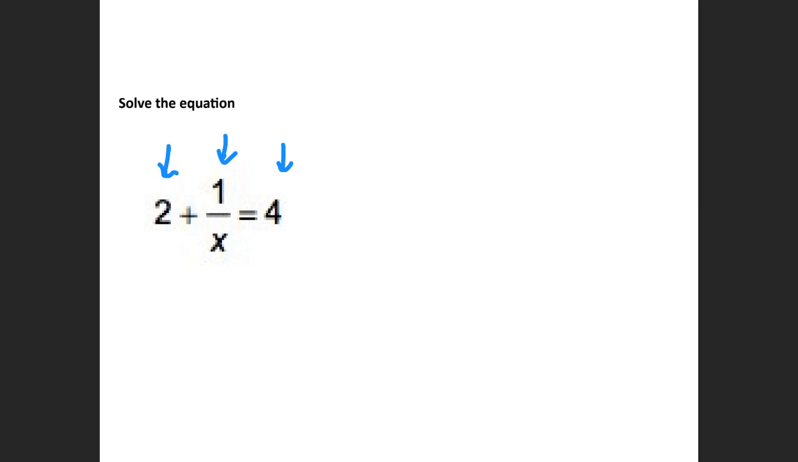I'm going to multiply the 2 by x, and the 1 over x, I'm going to multiply by x, and the 4, I'm going to multiply by x. You have to multiply every term by x. So here I'm left with 2x plus, well, 1 over x times x, those x's are going to cross out, so I'm just left with a 1, is equal to 4x. So step number 1, I multiplied everything by the lowest common denominator, which was x, and look what's left.